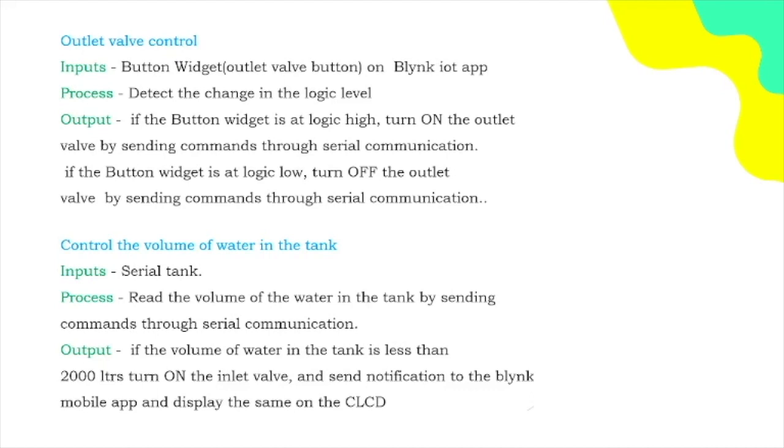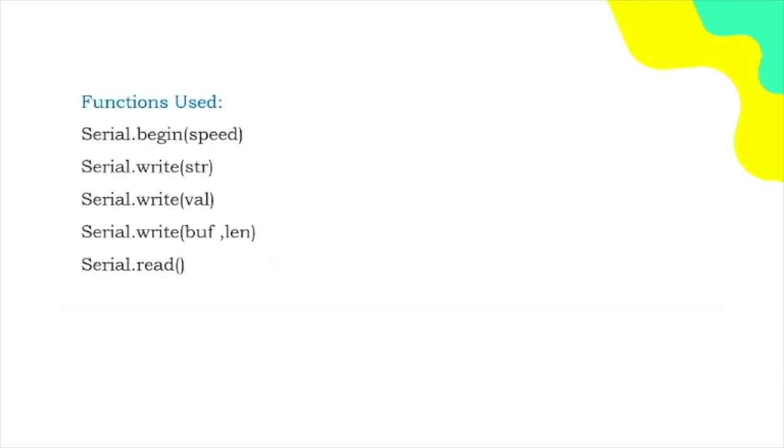The input will be the serial tank, and the process will be to read the volume of the water in the tank by sending commands through the serial communication, and the output will be if the volume of the water in the tank is less than 2000 liters, then we will be turning on the inlet valve and send notification to the Blynk mobile app and display the same on the CLCD. The various functions used are serial.begin, serial.write, serial.write, serial.write with buff comma length, then serial.read function.